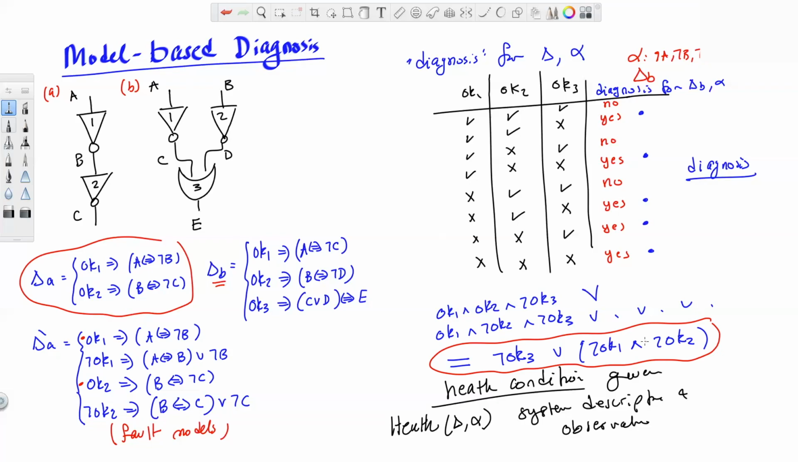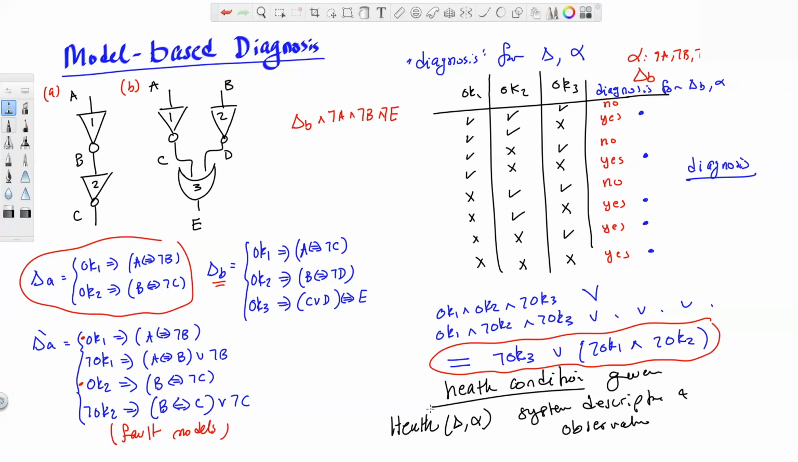So in this particular case, if you have this, which is delta B, and you add to this the observation that I have not A and not B and E, so that is what I know. I added it to the system description. If you go ahead and say, well, what does this tell me about OK1, OK2, and OK3? That will end up being this.